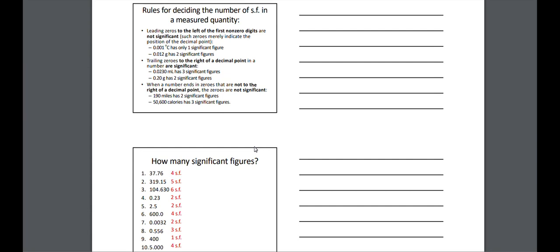Trailing zeros to the right of the decimal will be counted as significant figures. So 0.0230 will be counted as 3 significant figures. Which number are we talking about? We're talking about this number here. Trailing zeros to the right of a decimal point in a number are significant. So this is to the right of the decimal, right? There is a number here, so this will count as a significant figure.